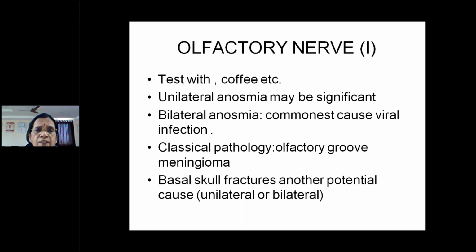In the olfactory nerve test with coffee powder, unilateral anosmia is most significant. If the patient has unilateral anosmia, we have to think of a neurological disease on that particular side. If bilateral and temporary, for a week or 2 days, you have to think of a viral infection. If it is progressive, you have to think of olfactory meningioma, or fracture, usually fracture of the anterior cranial fossa, which can involve the olfactory nerve.